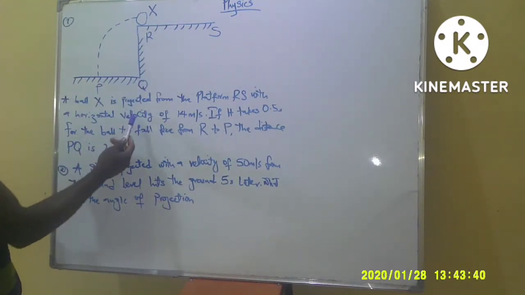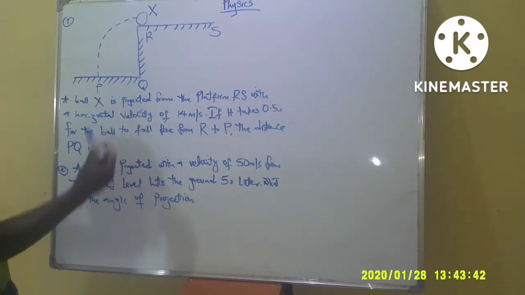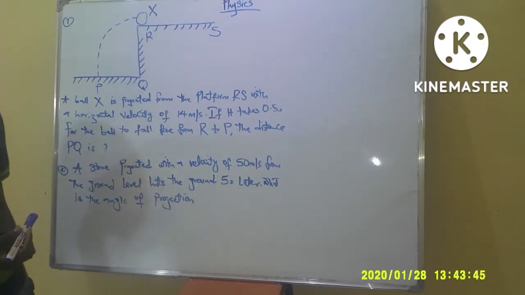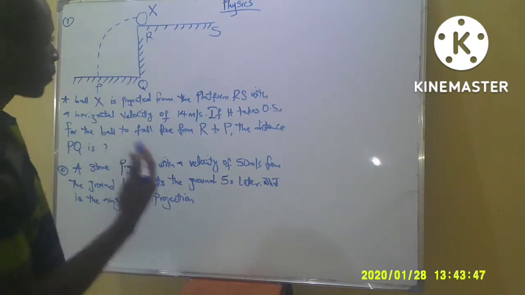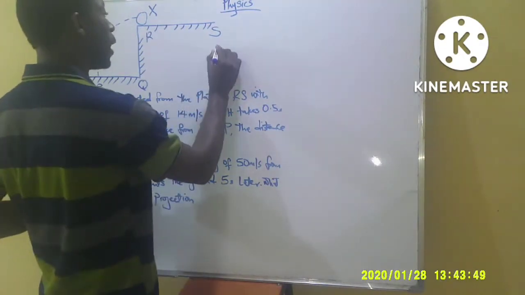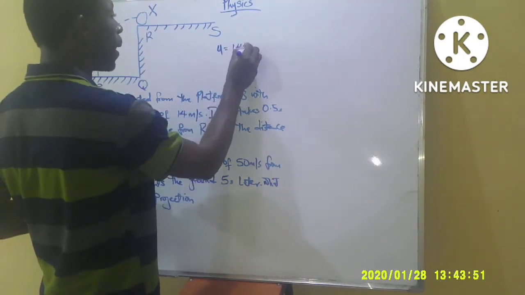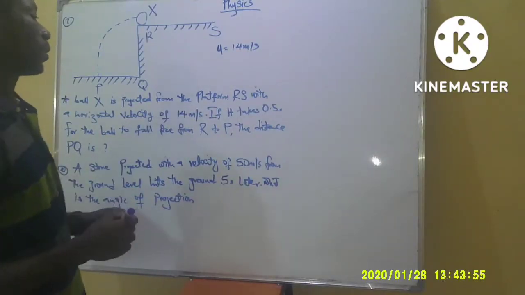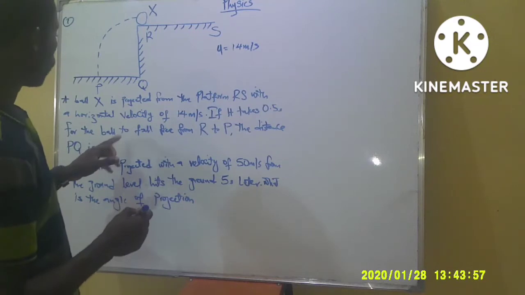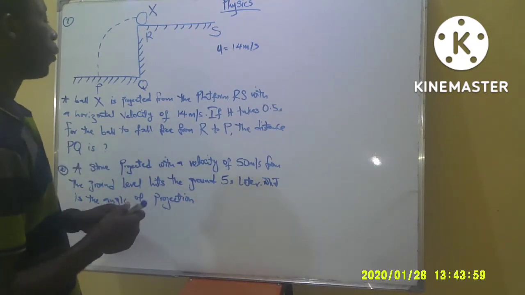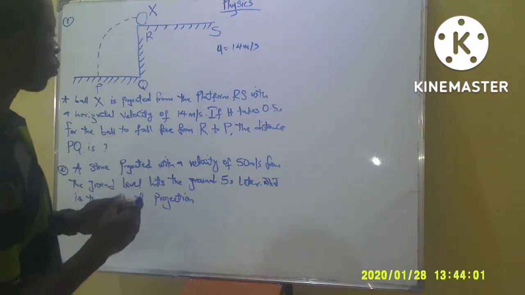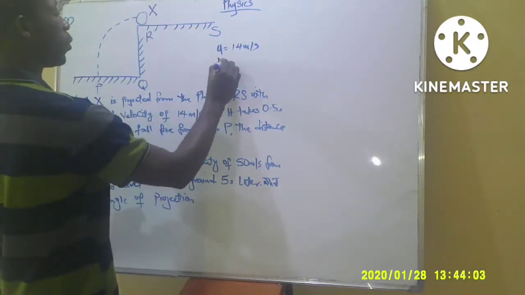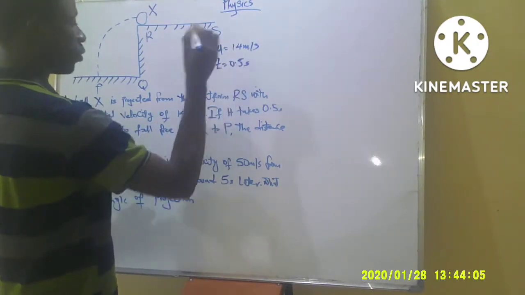With a horizontal velocity of 14. So when they say horizontal velocity at this point, as far as projectile is concerned, they are telling us that u is equal to what? 14 meters per second. If it takes 0.5 seconds for the ball to fall free from R, the time is what? T is equal to 0.5 seconds.